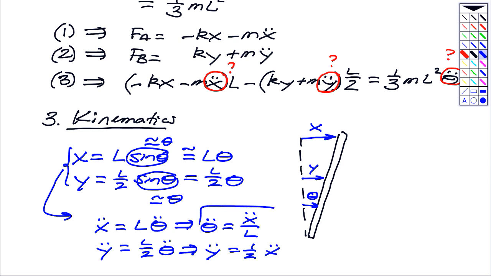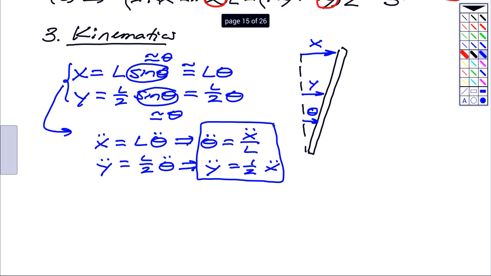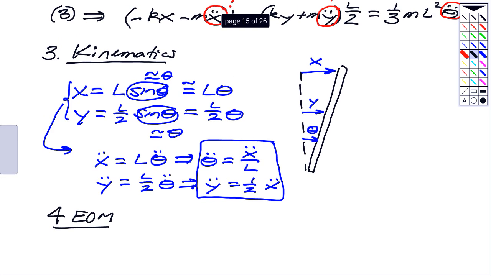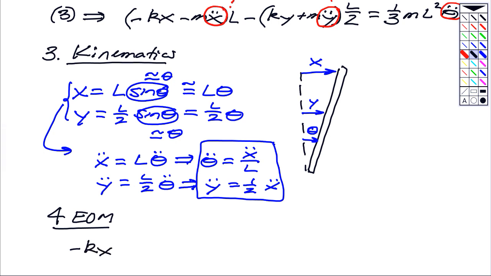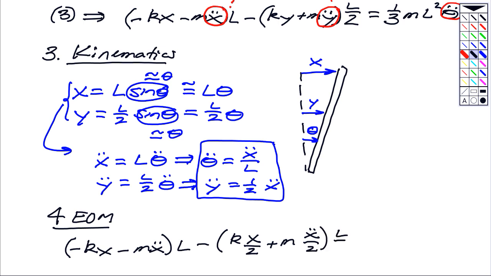So we are now in a position of substituting these back into our equation of motion. And so what we have here is minus kx minus mx double dot. We'll keep those as those. Our ky, that's going to be k times 1/2 x plus mx double dot divided by 2 times L over 2. And the right-hand side is 1/3 mL squared. Theta double dot above is x double dot divided by L. I can cancel out 1 L across the board, and then this L will cancel with this.